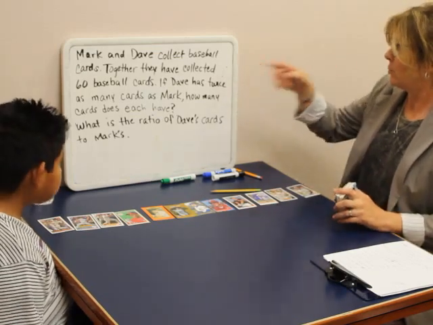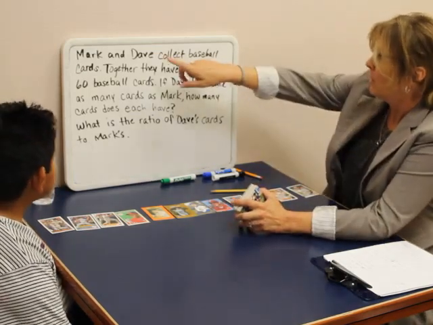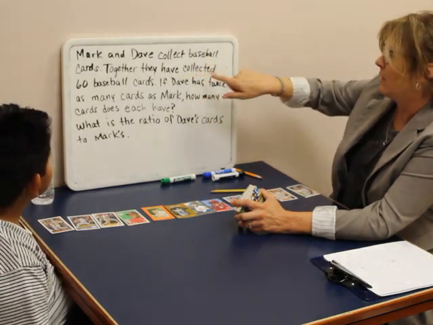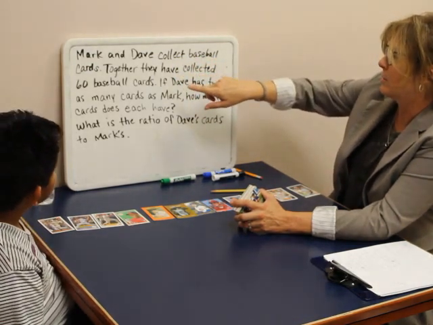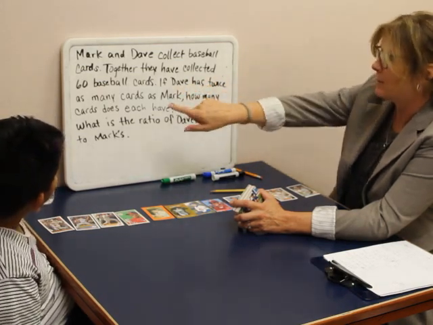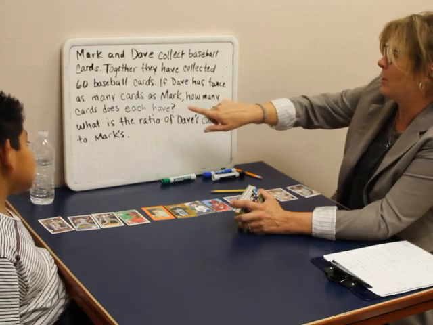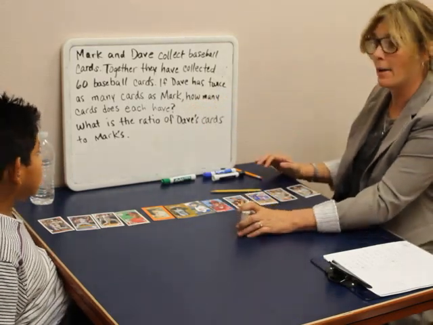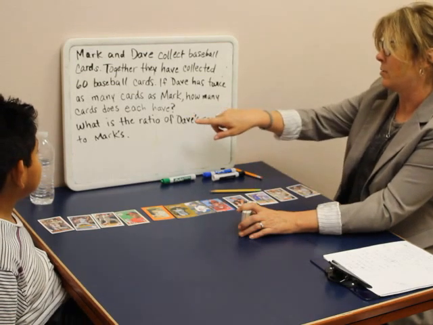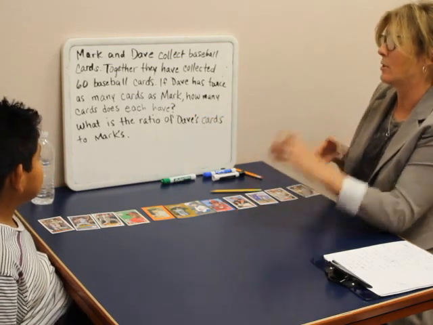So let's take a look at our word problem. Mark and Dave collect baseball cards. Together, they have collected 60 baseball cards. Okay, so here's our problem. If Dave has twice as many cards as Mark, how many cards does each of them have? It's also asking us, what is the ratio of Dave's cards to Mark's?